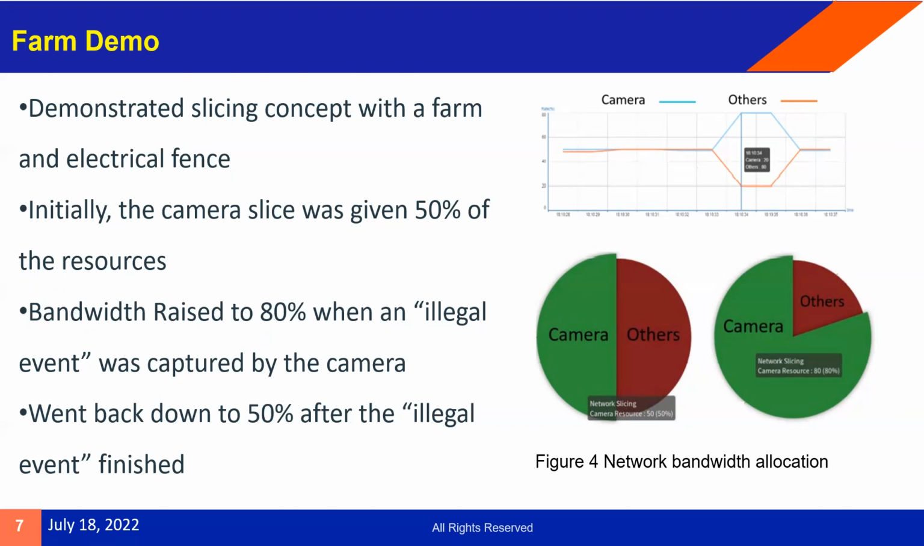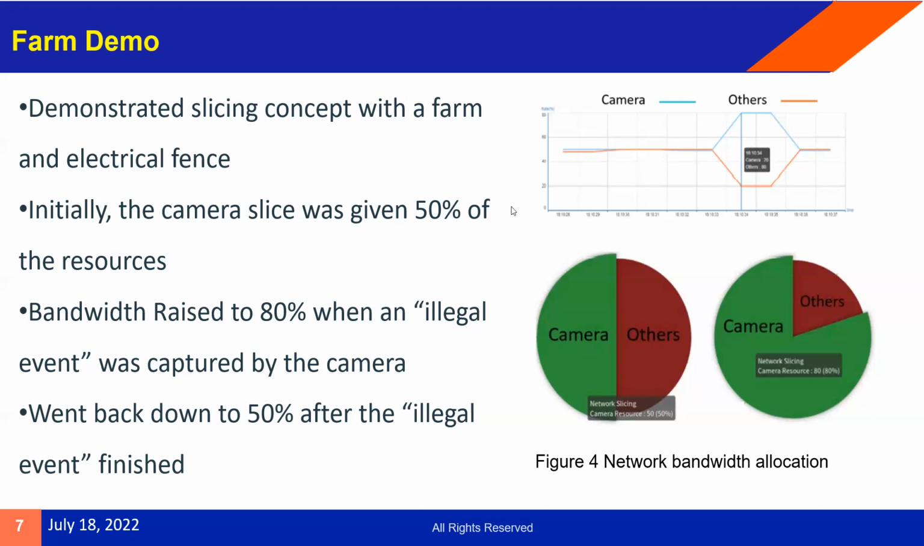So during this, the camera slice was given 50% of the resources. However, when an illegal event happened, say some sort of trespasser or a person walked in frame that was not recognized as a farm staff, that triggered an illegal event in the system. What would happen then is that the resources for the camera slice were bumped up to 80%. This was to ensure that no connection is dropped and that they could track the trespasser correctly. Finally, when the illegal event ended and the trespasser left the camera frame, it was reduced back to 50%. This all happened dynamically and in real time, proving the overall concept the paper sought to prove.